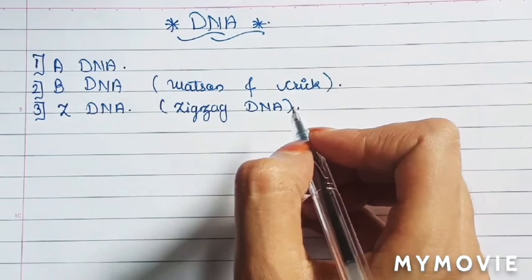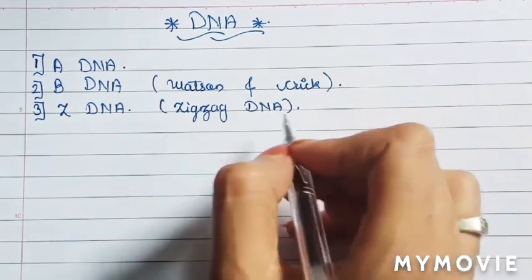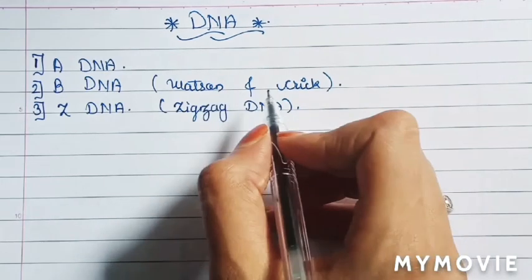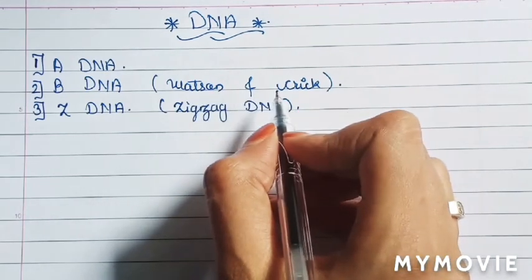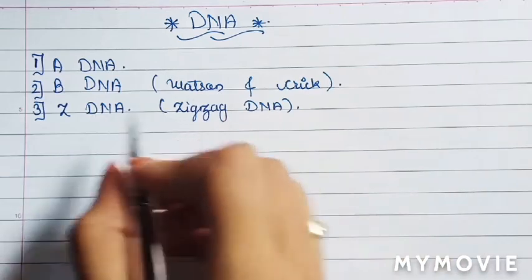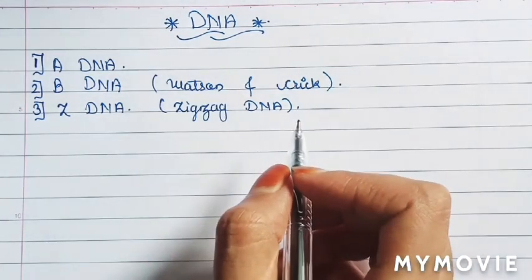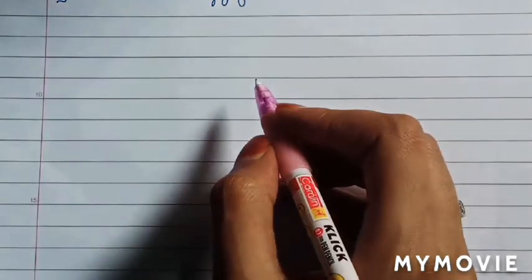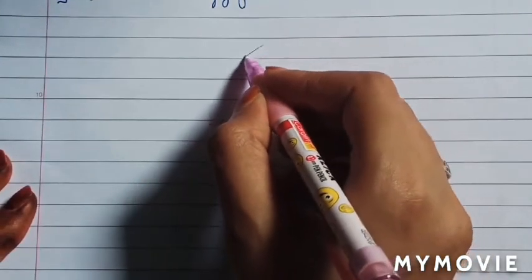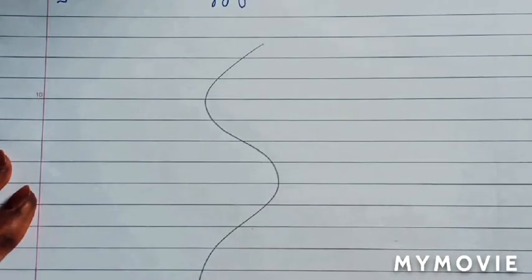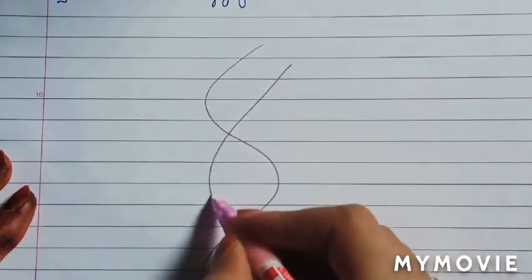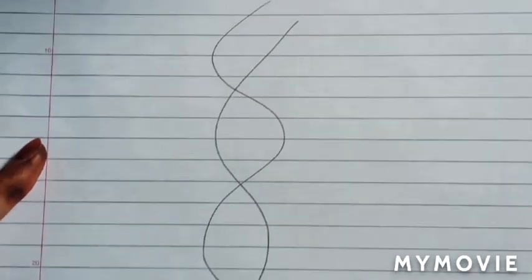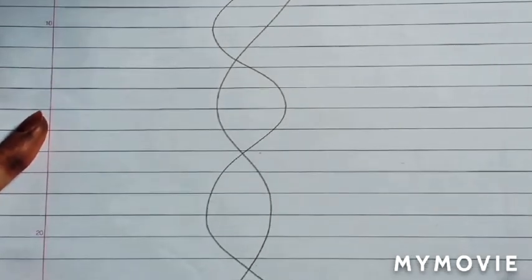Now in this video we are going to see all the parameters of DNA and the main important model proposed by Watson and Crick, the B-DNA model. First of all we will draw the structure of B-DNA. Here you can see the structure of B-DNA.